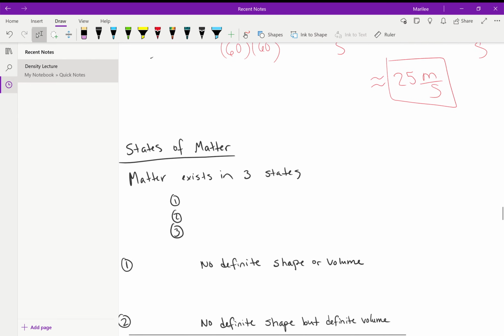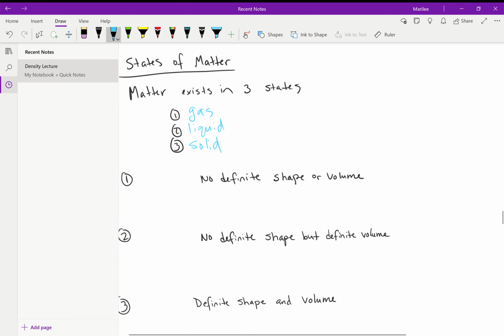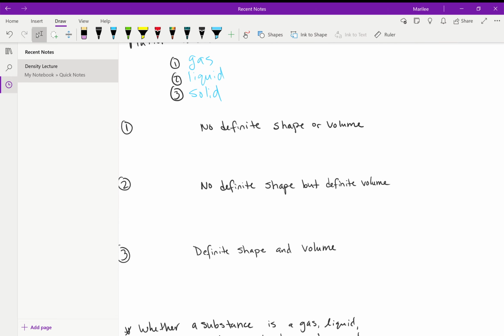Now let me go over states of matter. Matter exists in 3 states. What are these states? We have gas, liquid, solid. So it says no definite shape or volume. Gas has no definite shape or volume. It can fill any container and it can be compressed. So gas can be compressed.